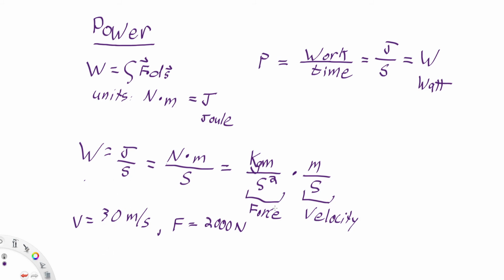And knowing that watts can be expressed in terms of force times velocity, it becomes easy to say that the power that we have to supply is 2,000 newtons times 30 meters per second, right? And this is going to come out in terms of watts. So 2,000 times 30 is 60,000. So this is 60 kilowatts.